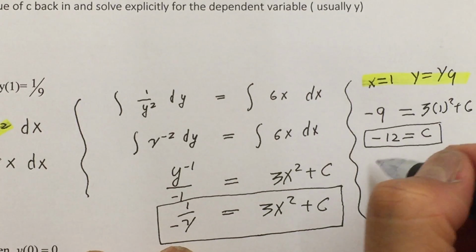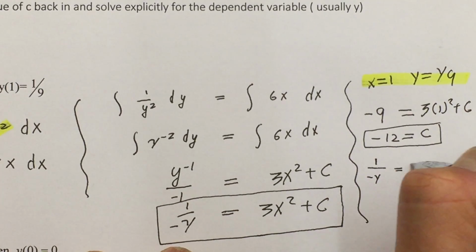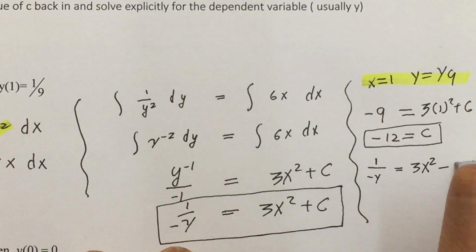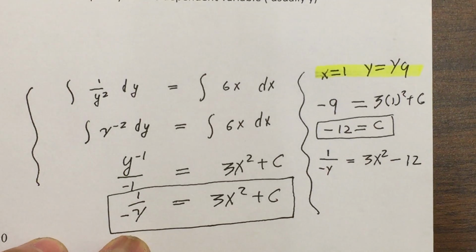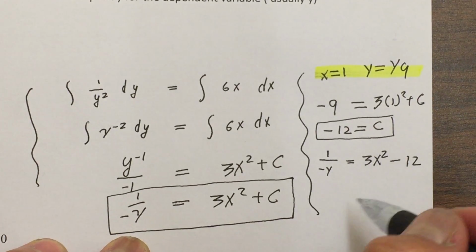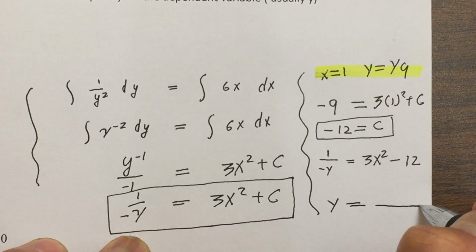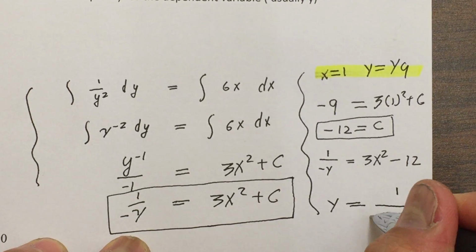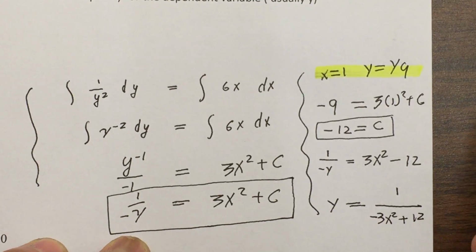I found what c is, so now I go back and fill in my c. So 3x squared minus 12, okay? And now I solve for y. If you solve for y correctly, then here's what you should get. Now try to get this answer, and if you're having a hard time, let me know and I will show you how I did it. But here's what I did.